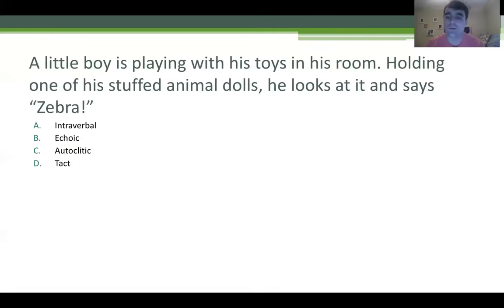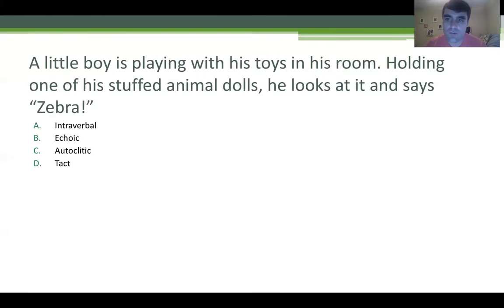Okay, this is a verbal behavior question. We are asking what type of verbal operant is this? So what is he doing? A little boy is playing with toys in his room, holding one of his stuffed animal dolls. He looks at it and says zebra. So he just labeled that zebra.